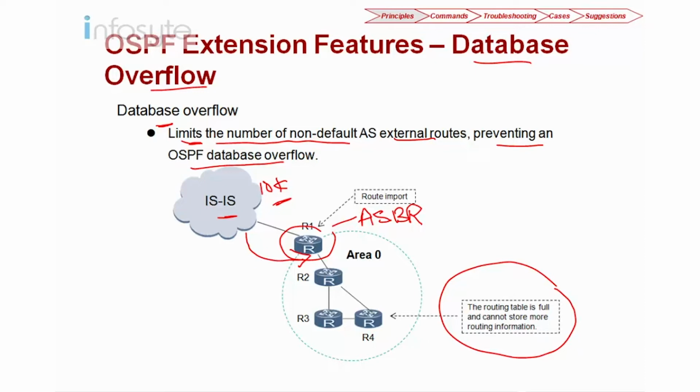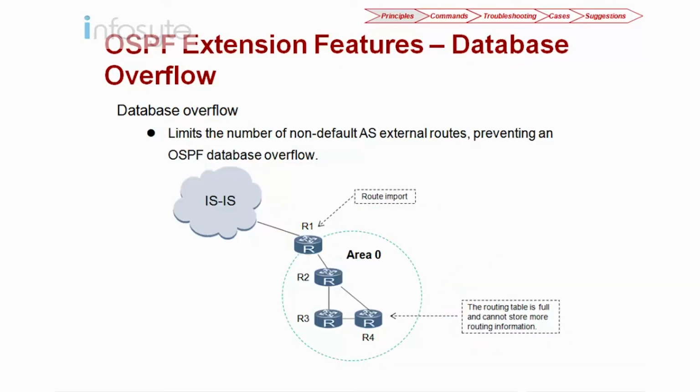What happens when the database overflows? In this case, I will first discard the non-default AS external routes. I prefer my own internal routes, and I will discard the non-default AS external. So you can set the limit of the LSDB information, to prevent the OSPF database overflow.